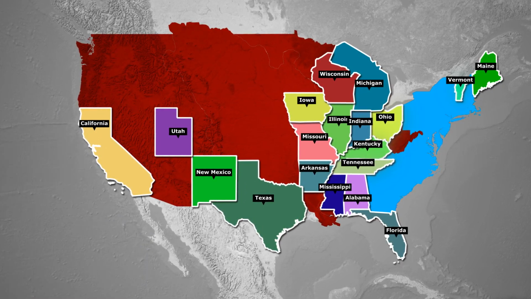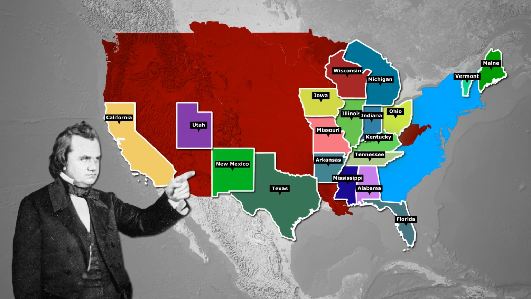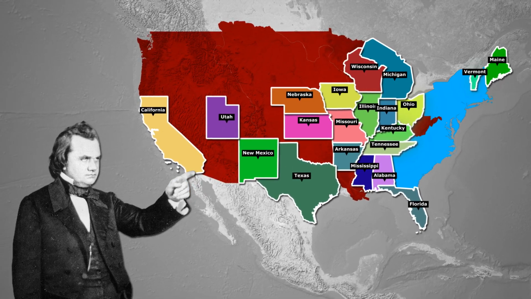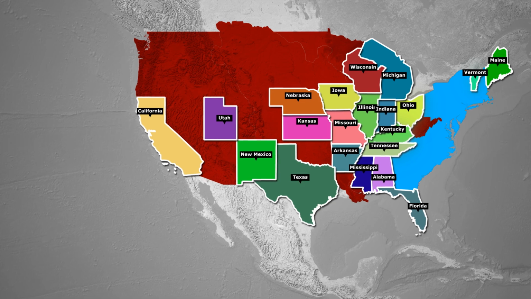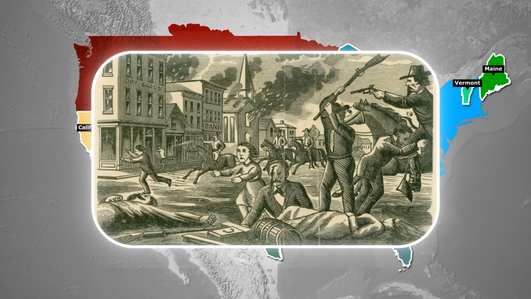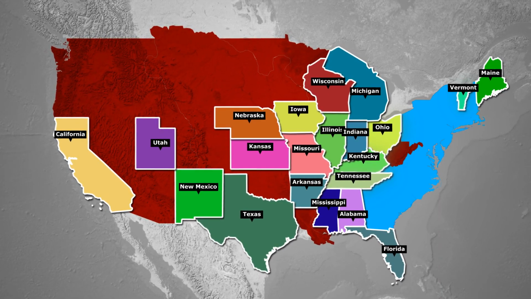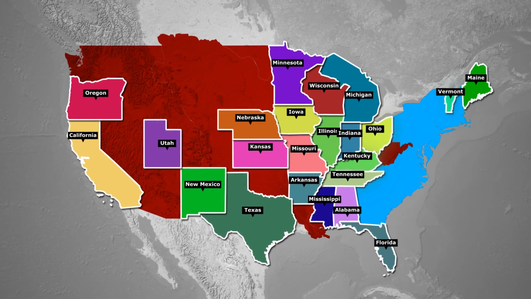However, the Kansas-Nebraska Act of 1854, proposed by Senator Stephen Douglas, effectively nullified the Missouri Compromise by allowing the residents of Kansas and Nebraska to choose whether to allow slavery. This principle of popular sovereignty led to violent clashes known as Bleeding Kansas, as pro-slavery and anti-slavery settlers fought for control. The entry of Minnesota and Oregon as free states further tipped the balance in favor of the North.